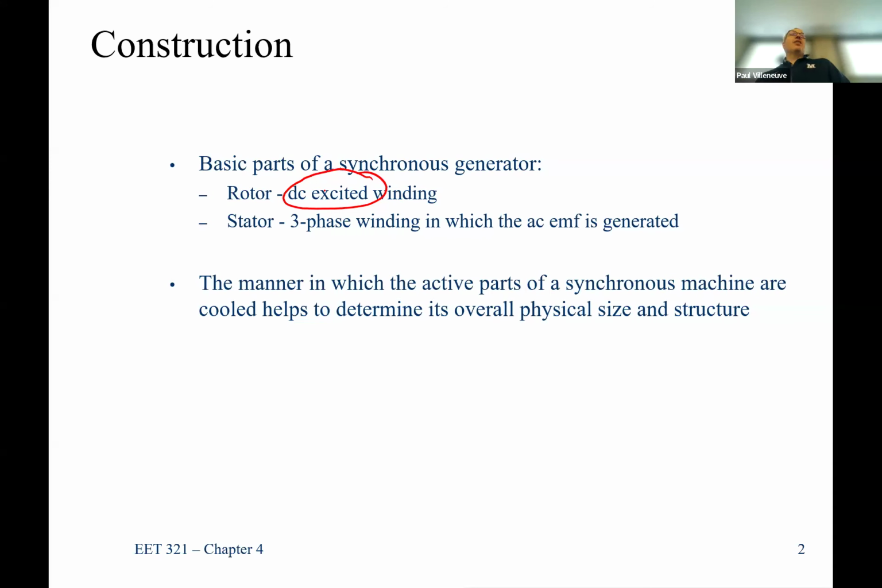So how do you cool it? It depends. Most synchronous machines are air cooled, but the bigger ones actually use gas. And some of the big nuclear power plants use hydrogen to cool the rotor. Anybody want to guess as to why they would use hydrogen?